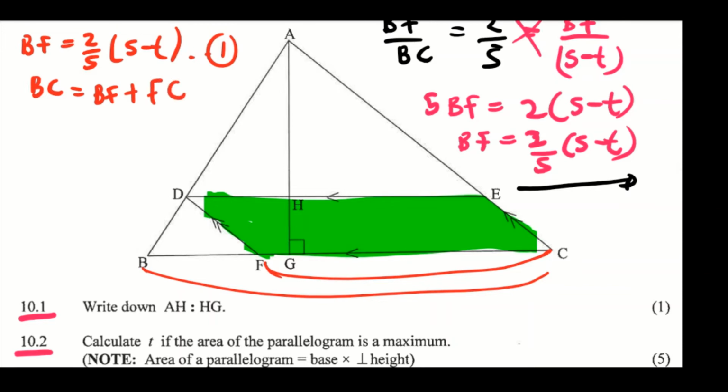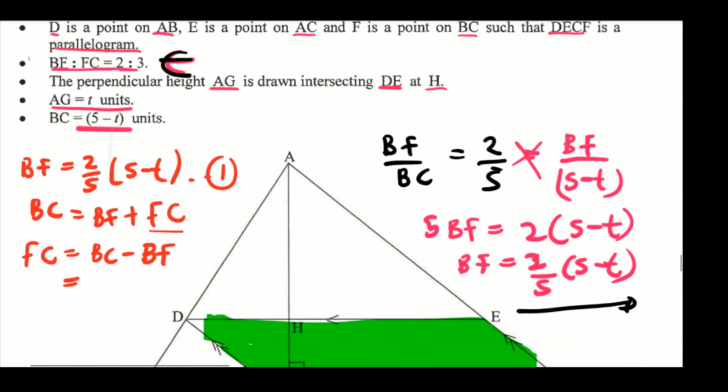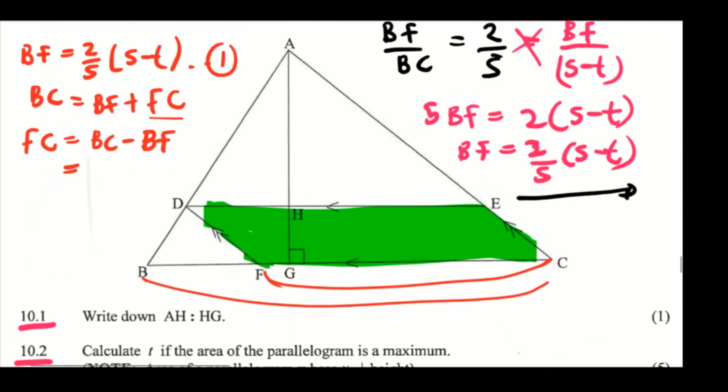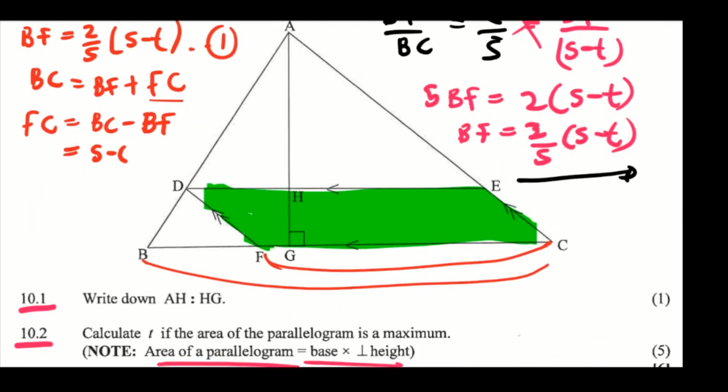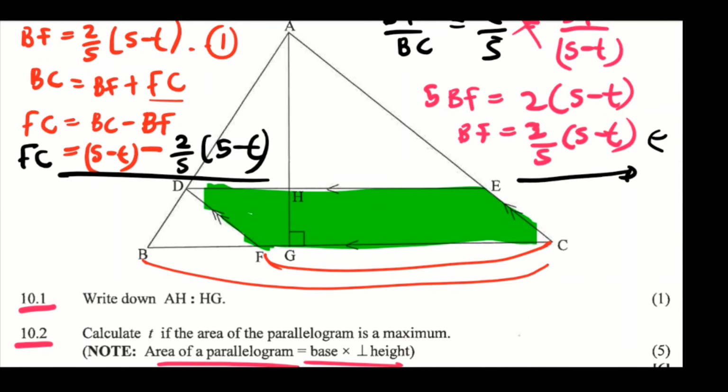And we know BC, the value of BC, we know it, but we want FC. So FC is equal to BC minus BF, right? BC is equal to what? We know very well that BC is equal to 5 minus t. So it's going to be 5 minus t minus BF, which is what we found here to be 2 over 5 into 5 minus t, right? So this is FC, right?